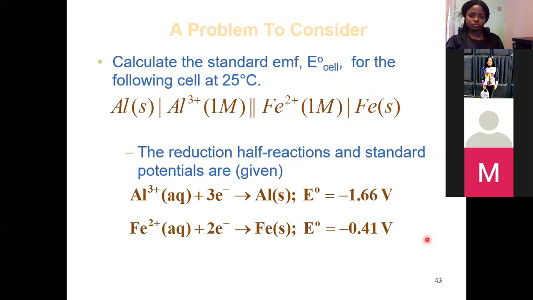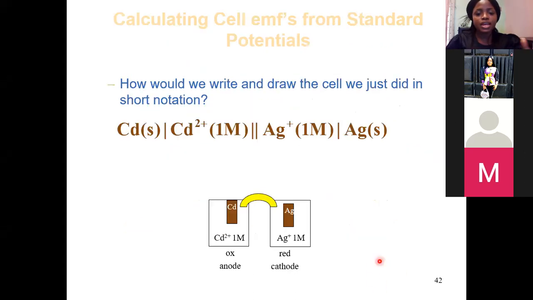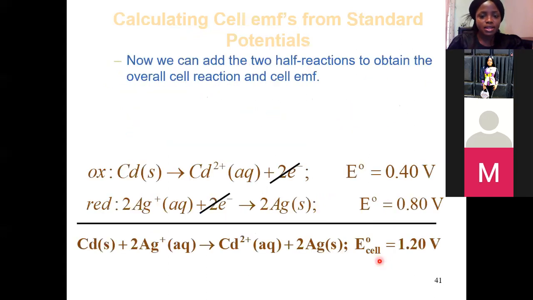Okay. All right. So calculate the standard EMF of the cell for the following cell at 25 degrees centigrade. The moment they say standard EMF, you know that you can use your standard reduction potential to calculate. So what do you have? The equation has been given. And remember the formula, let me take it back to that part of the slide. We said you can do it one of two ways.